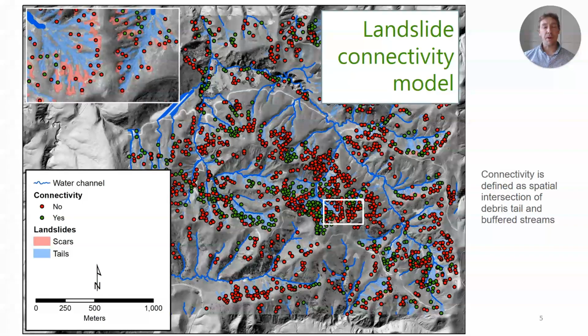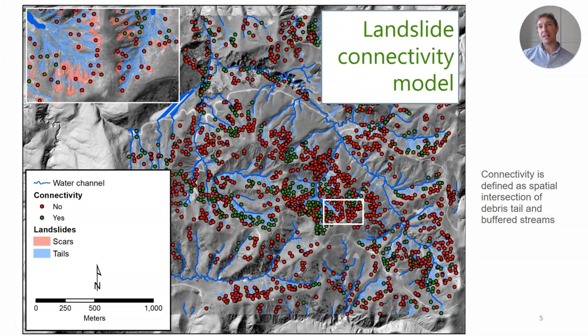Now just briefly, the model is based on a binary distribution of connected and unconnected landslides, whereby connectivity is given by the spatial intersection of debris tails and streams. So a landslide triggered on a slope, delivering sediment to streams, is defined by the intersection of the mapped debris tail intersecting a buffered stream channel. And if the intersection is not given, then it's considered to be unconnected.